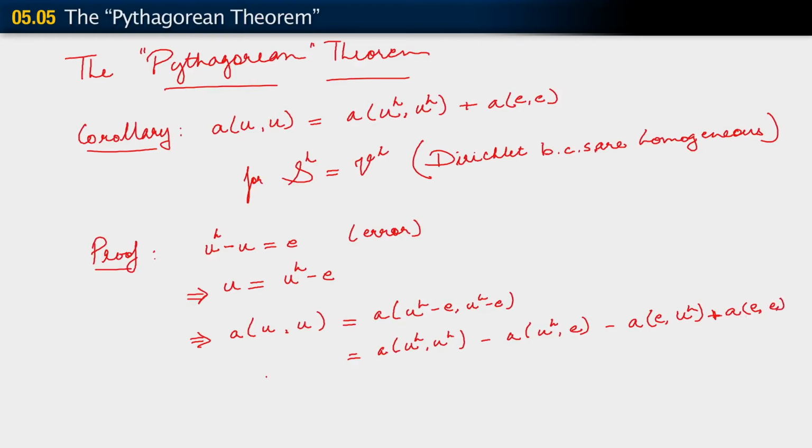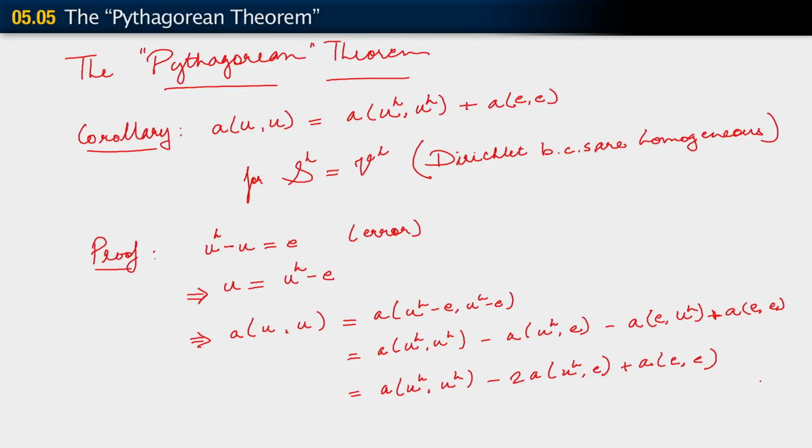Then as before, we recognize that the second and third terms are the same because of the fact of symmetry, the symmetry of the bilinear form. So that lets us write it as a(u^h, u^h) minus twice a(u^h, e) plus a(e, e).